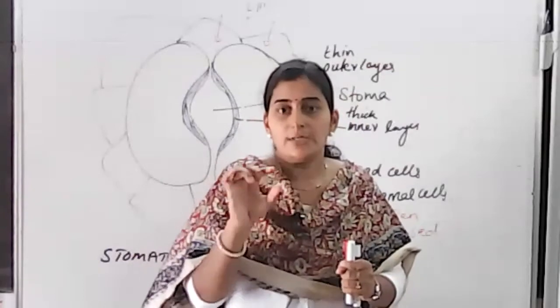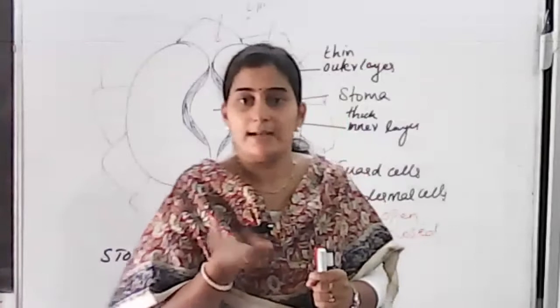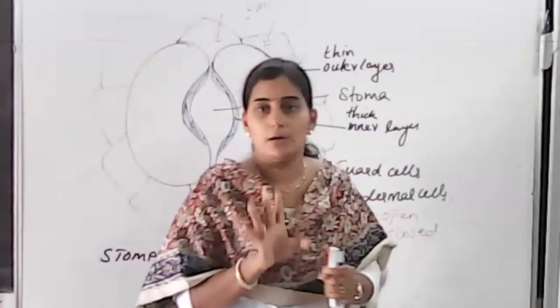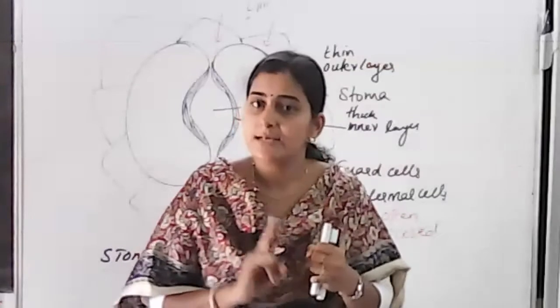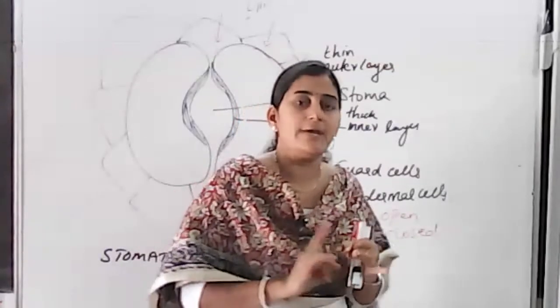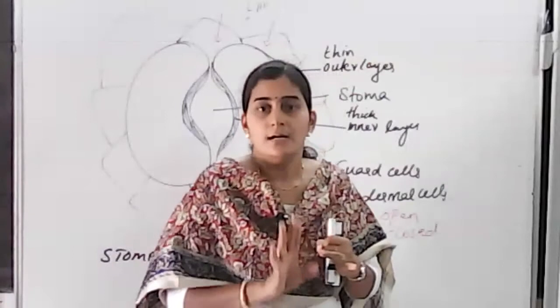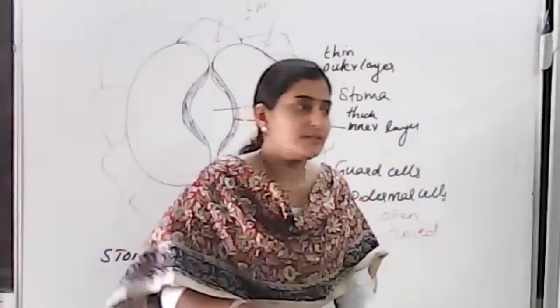What was the experiment we have seen to show that transpiration occurs in a plant? Last day we discussed a cobalt chloride paper. When cobalt chloride paper is in dry form, it appears blue in color, and when it comes in contact with moisture, it appears pink. That is what we discussed in the last class.